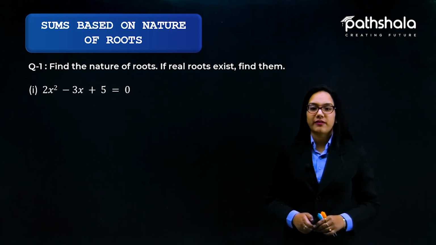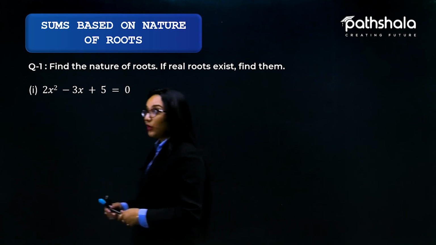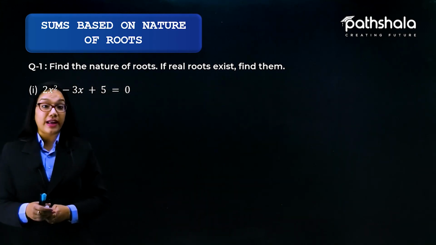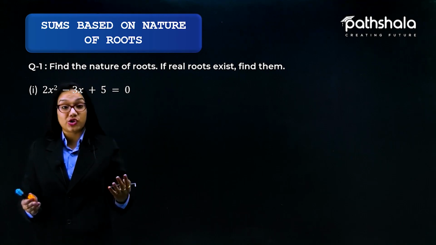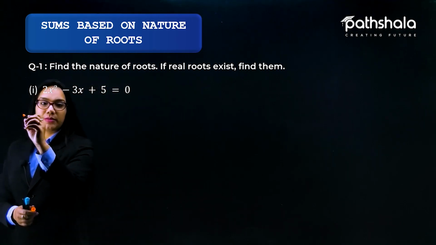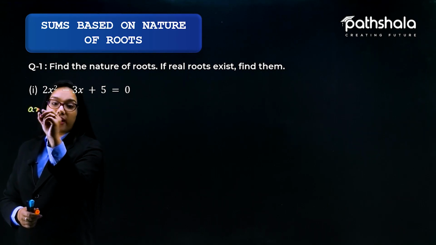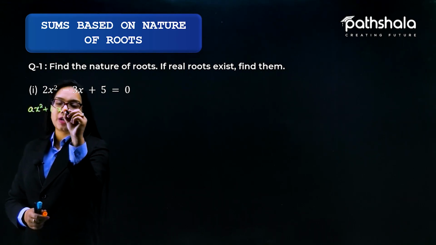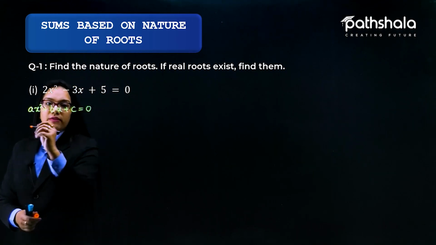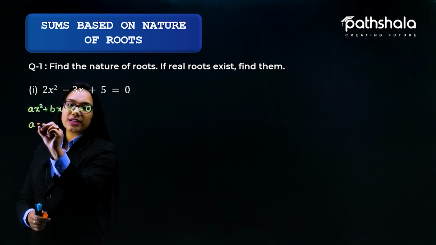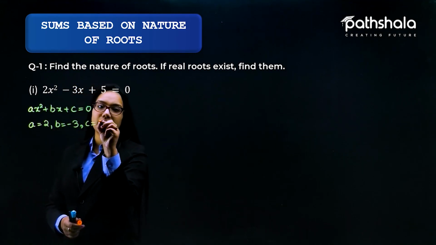So let us suppose we have the very first part as 2x square minus 3x plus 5 is equal to 0. First of all, obviously we'll find the discriminant in order to check whether the real roots exist or not. Comparing it with the general equation ax square plus bx plus c is equal to 0, we get the value of a as 2, b as minus 3, c as 5.